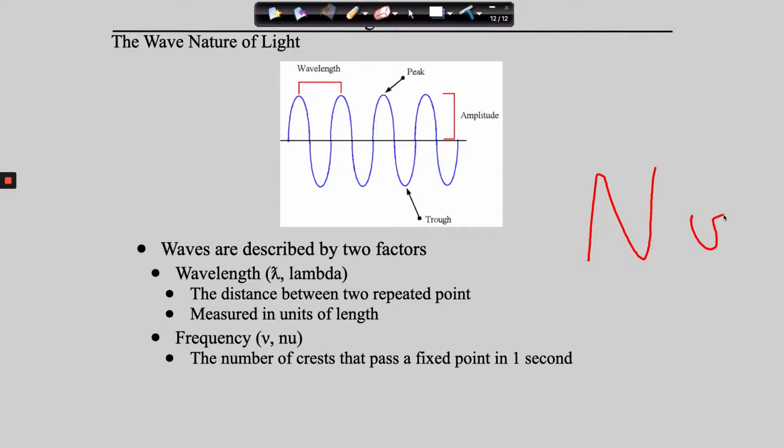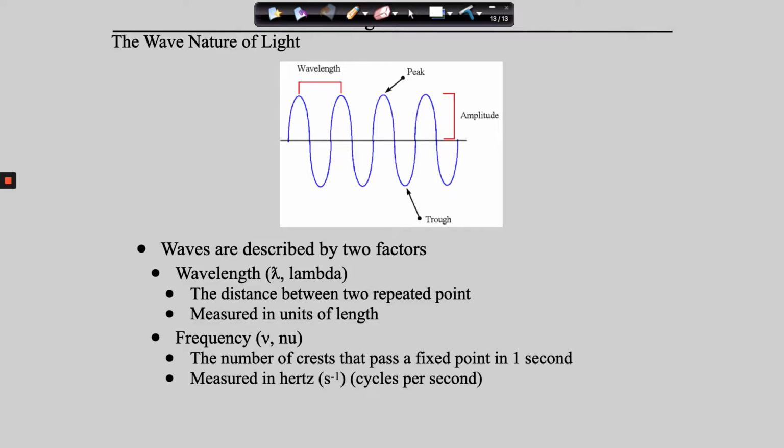You got it? Then guys, the units for nu: what does frequency represent? It's the number of crests, or it could just be repeated points, however you do it. It's the number of crests that pass a fixed point in a second. So then, guys, the question becomes, what are the units? And the answer is hertz. H-E-R-T-Z.